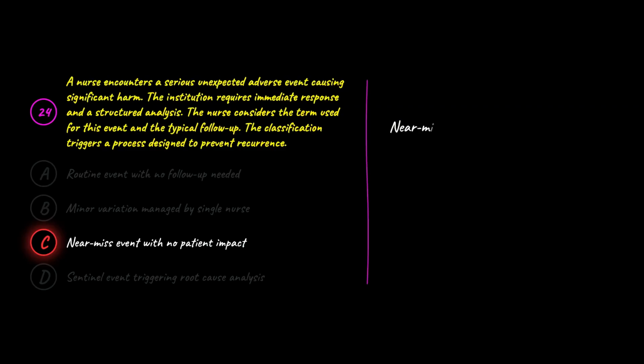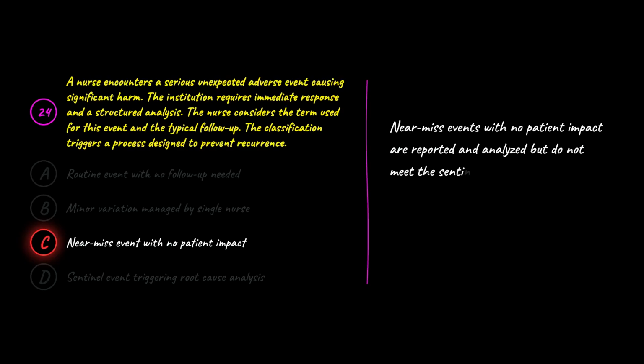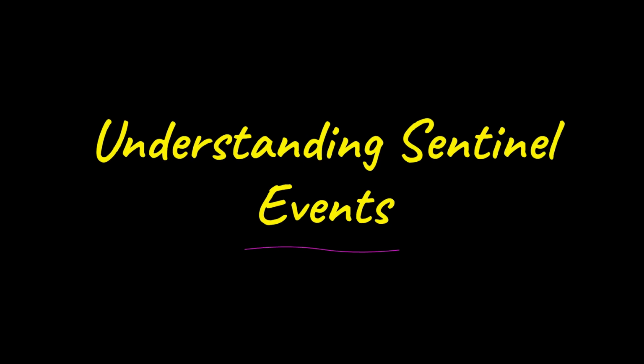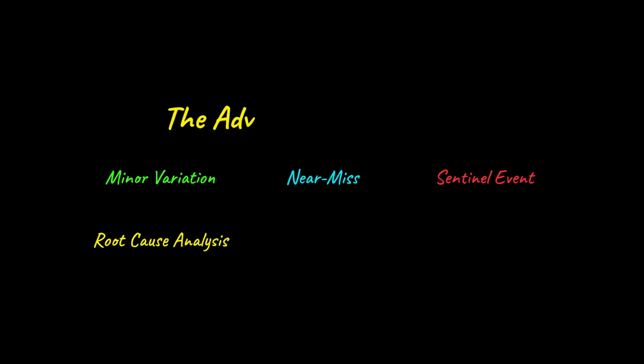C is wrong because near-miss events with no patient impact are reported and analyzed, but do not meet the sentinel event definition. The distinction matters because sentinel events trigger more intensive review and reporting under regulatory standards. A sentinel event is an unexpected occurrence involving death, serious physical or psychological injury, or the risk of either. The Joint Commission tracks these events because they demand immediate investigation and response.